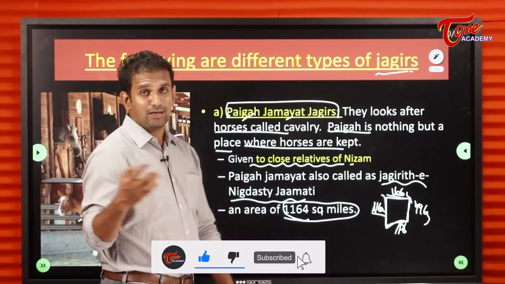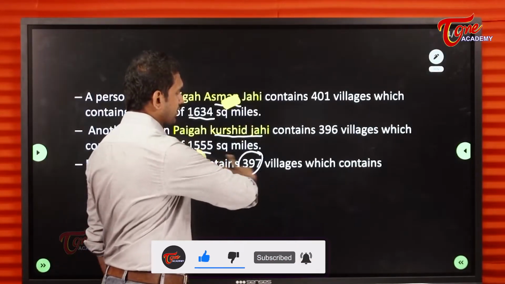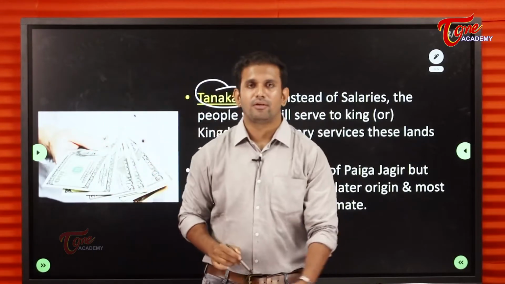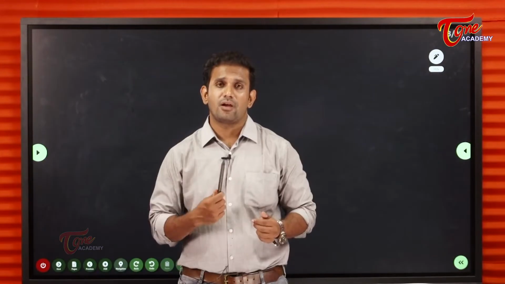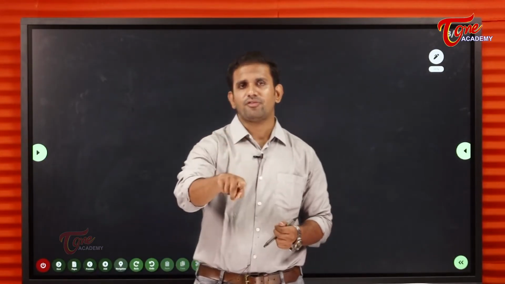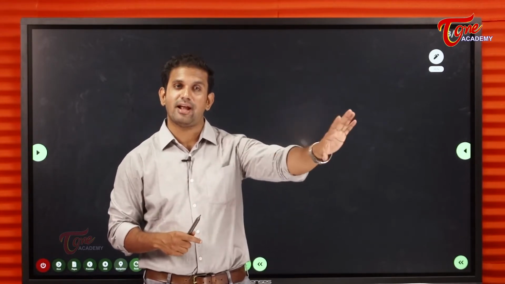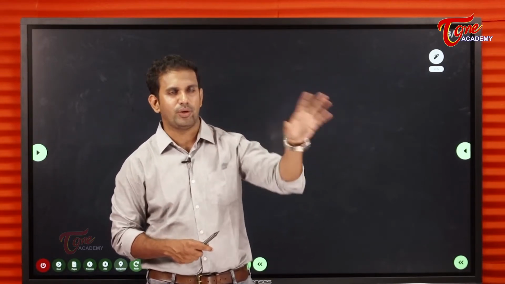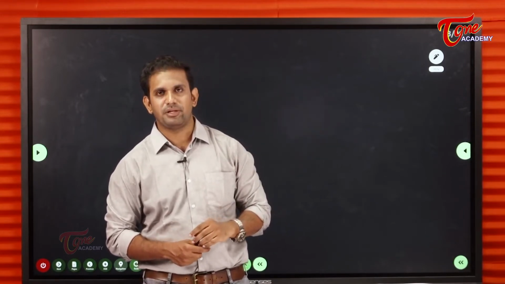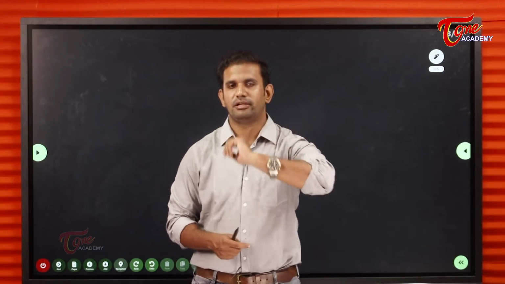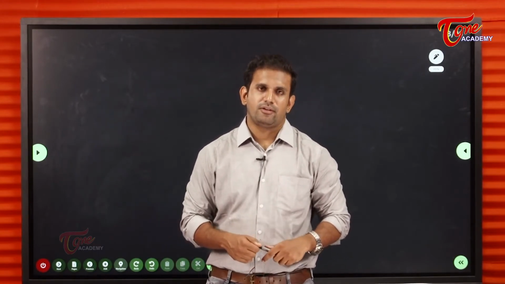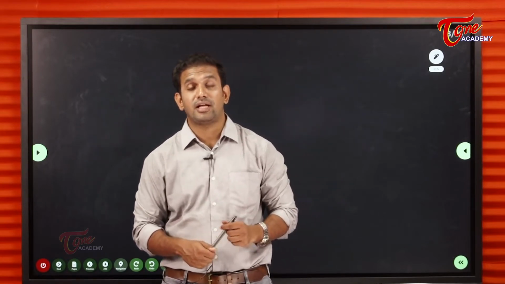Now let us go with another Jagir, that is called a Tankha Jagir. Tankha Jagirs are nothing but, I am Nizam, you are working for me. Instead of salaries, I will give you a land area. Madam and sir, you go and take this land and collect revenue from the farmers and peasants, and you can survive on that income. That is called Tankha Jagir.